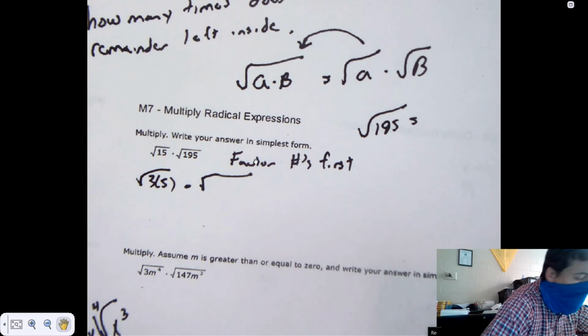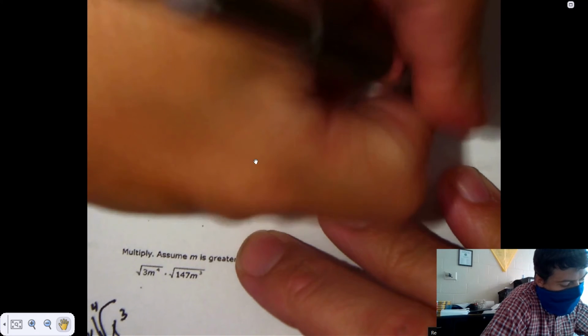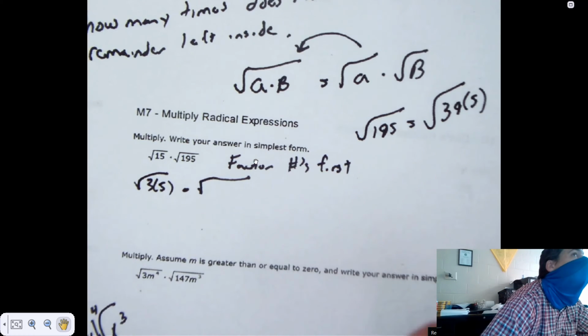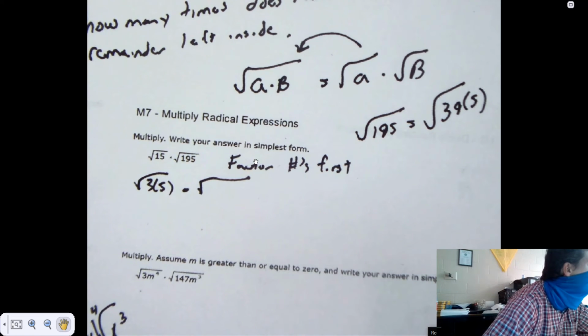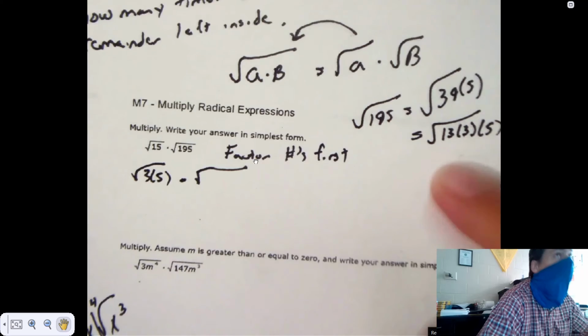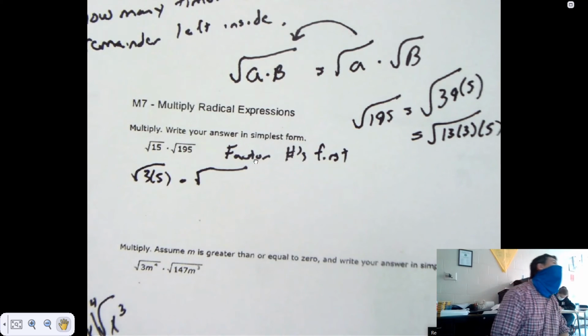$39, is that what I heard? That's pretty good. What's 39 divisible by? 13 and? There we go. That's worth writing out. I factored the number first.